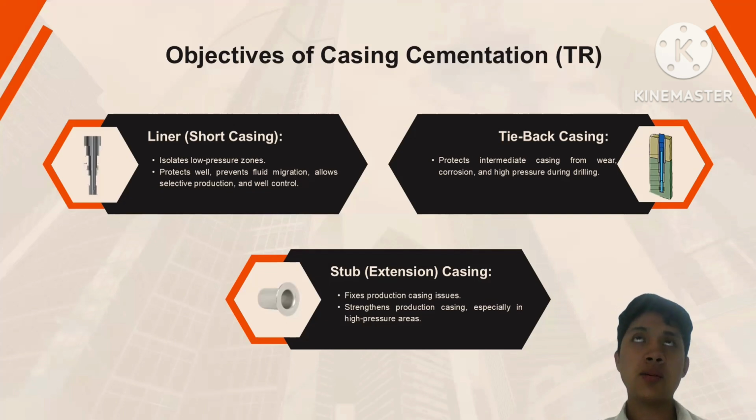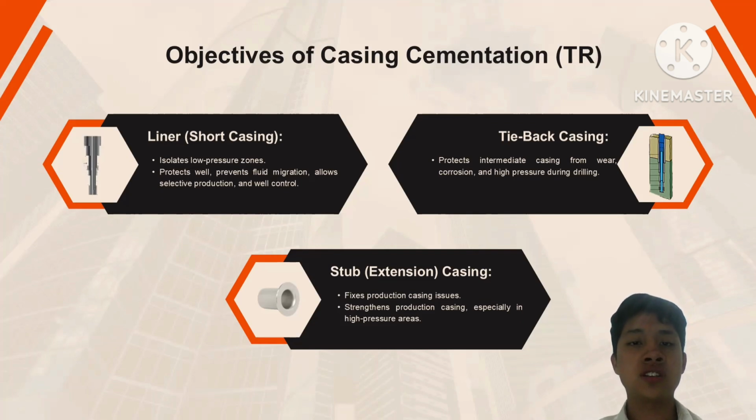And next, we have the tieback casing, which extends the liner back to the surface or wellhead point in the well. This type is particularly useful when additional support is required, especially in cases of high pressure or when the integrity of the original casing needs reinforcement.